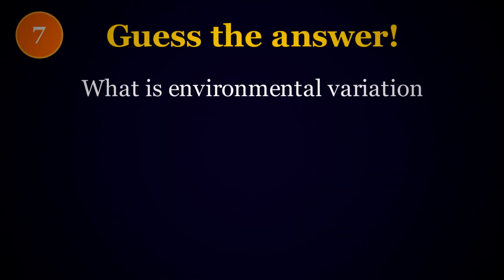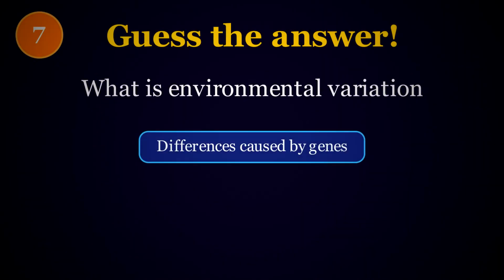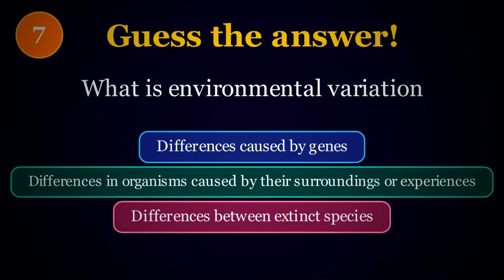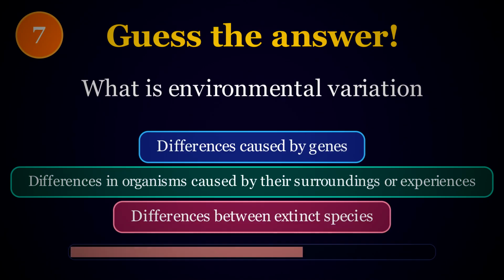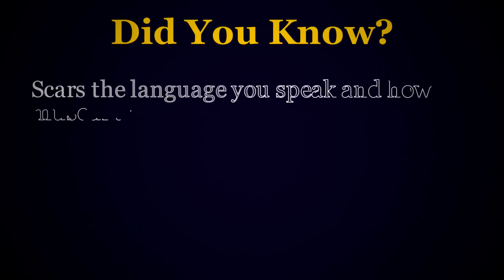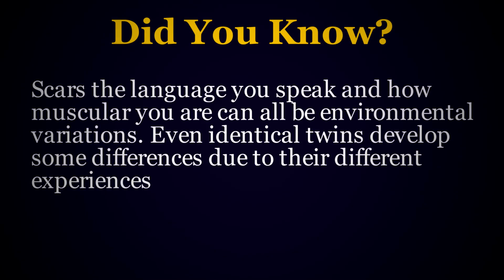What is environmental variation? Differences caused by genes. Differences in organisms caused by their surroundings or experiences. Differences between extinct species. The correct answer is differences in organisms caused by their surroundings or experiences. Did you know? Scars, the language you speak and how muscular you are can all be environmental variations. Even identical twins develop some differences due to their different experiences.